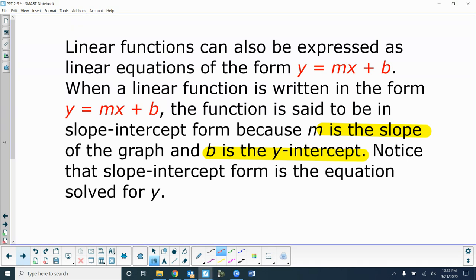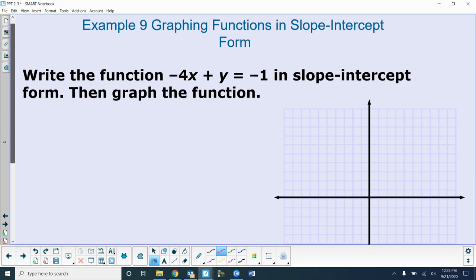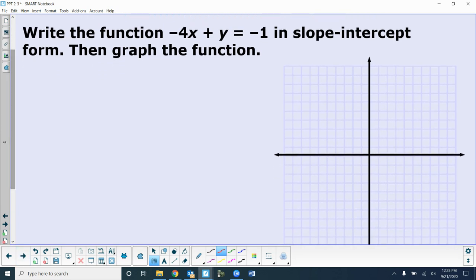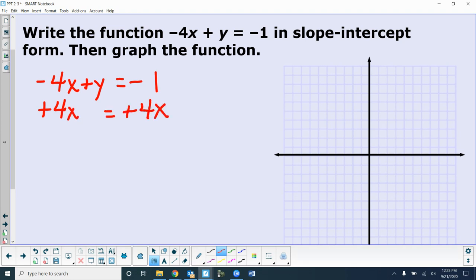Okay? Again, solve for y first. Okay? So, to solve for y here, I'd have to add the negative 4x. Go to the opposite side, do the opposite. With negative 4x, so we add it, make it positive 4x.